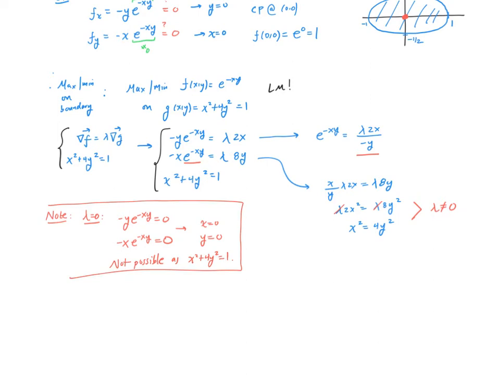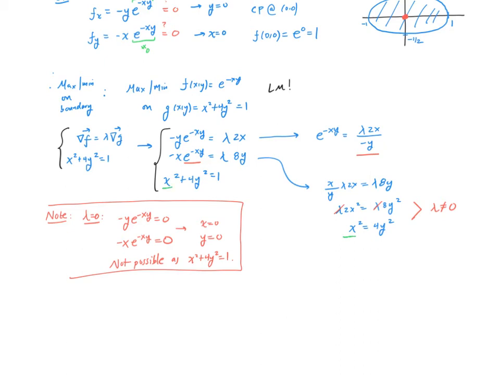But I will caution you that there are examples where lambda equals 0 would give you potential points where an extreme value might occur. Just not in this case. So back to our original work. By rewriting e to the minus xy, substituting into the second equation, we found that x squared is equal to 4y squared. Now we are ready for the constraint equation.